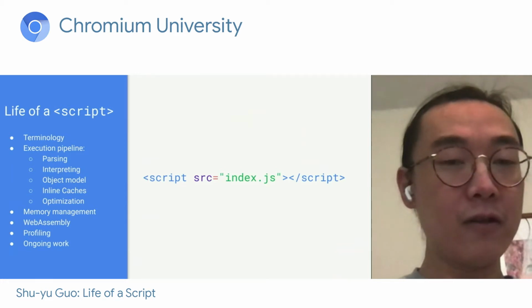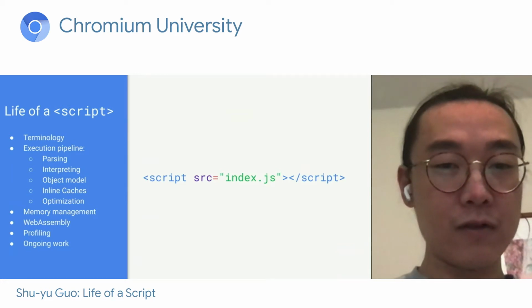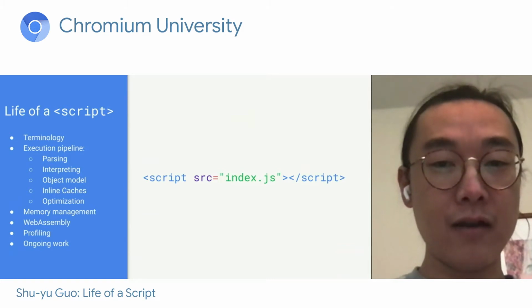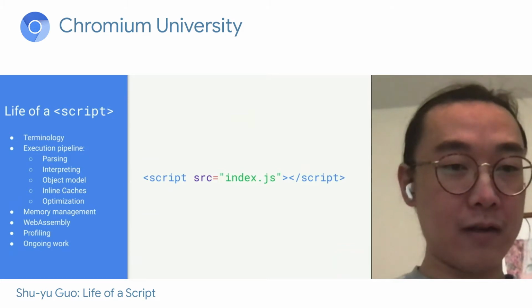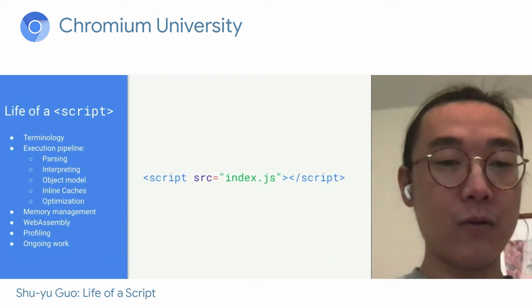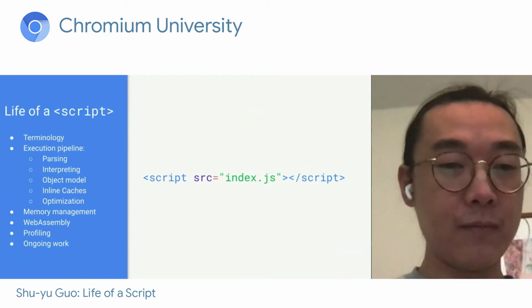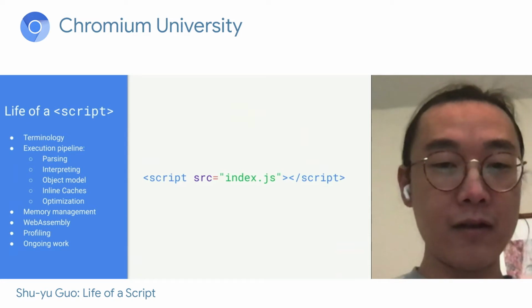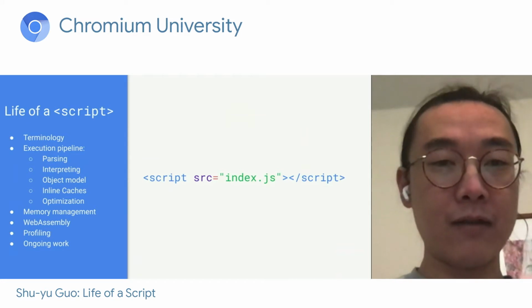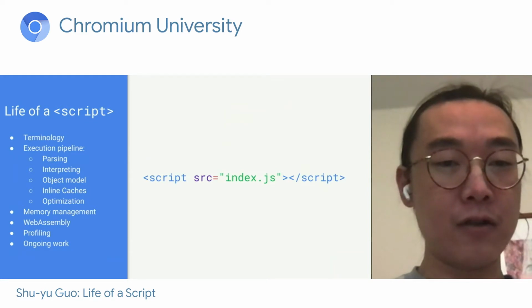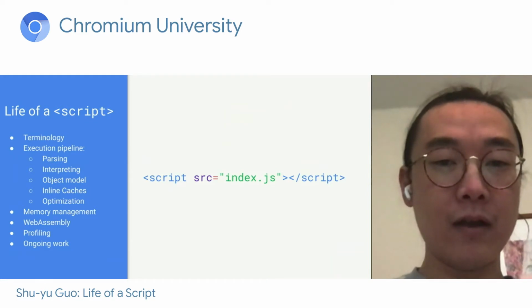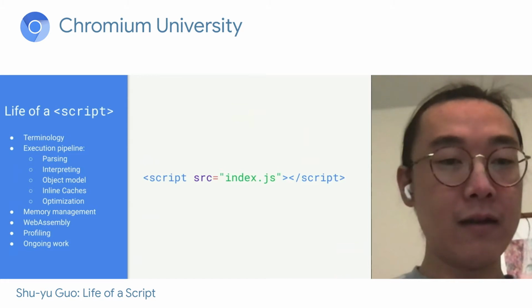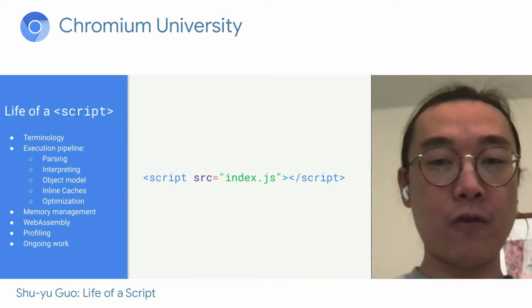Here's a high-level overview of the talk itself. We'll start with some terminology, and then most of the talk is going to be concentrated on the JavaScript execution pipeline, kind of a front to back tour from parsing all the way to optimization. And then we'll also touch on memory management, WebAssembly real quick, though I think there is a separate WebAssembly talk that you should all go to if you're interested more in WebAssembly itself. A quick bit about profiling, and also looking forward to ongoing work that the V8 team is doing.